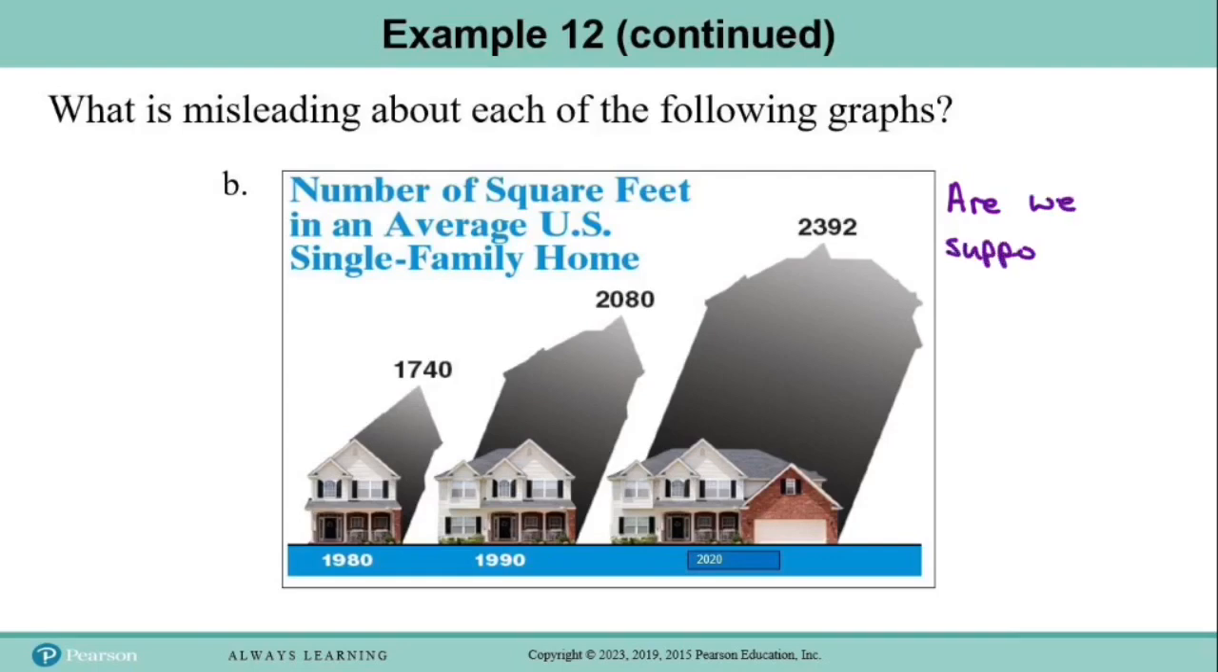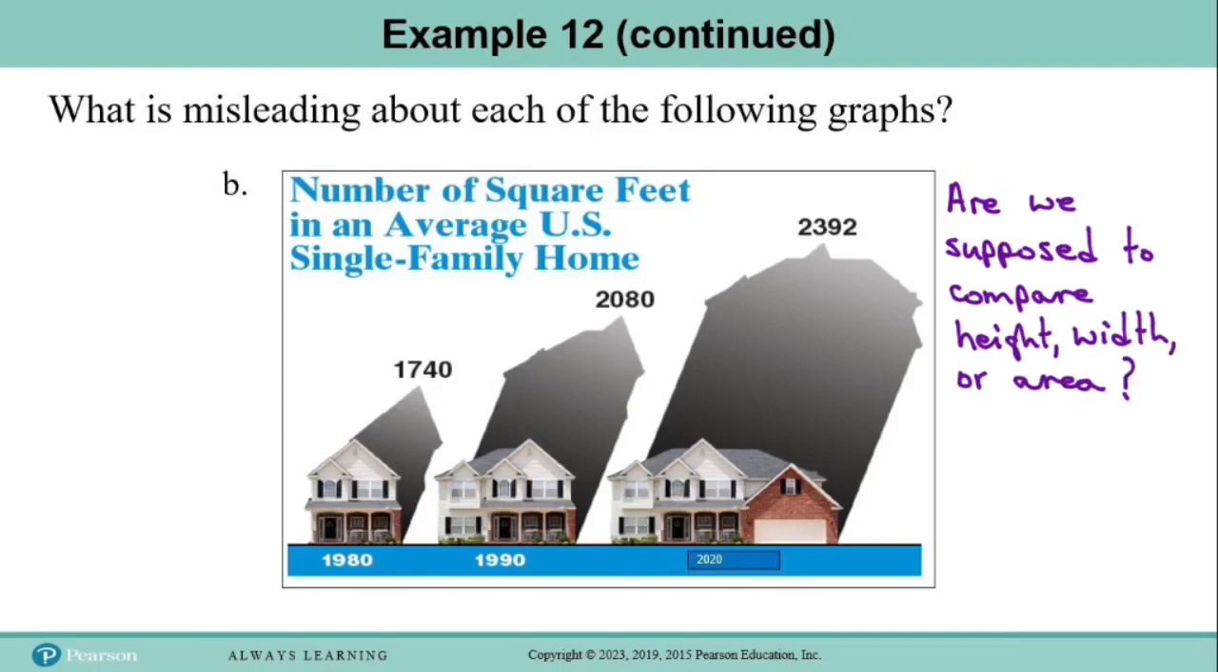And so let's write down that our first problem is we can't tell by looking at the graph if we're supposed to be comparing the height of the shadow or the width of the house or the area of the shadow. We just don't know. And if we're not supposed to be comparing the height or the area of the shadows, then what are they there for? They're not really doing anything.